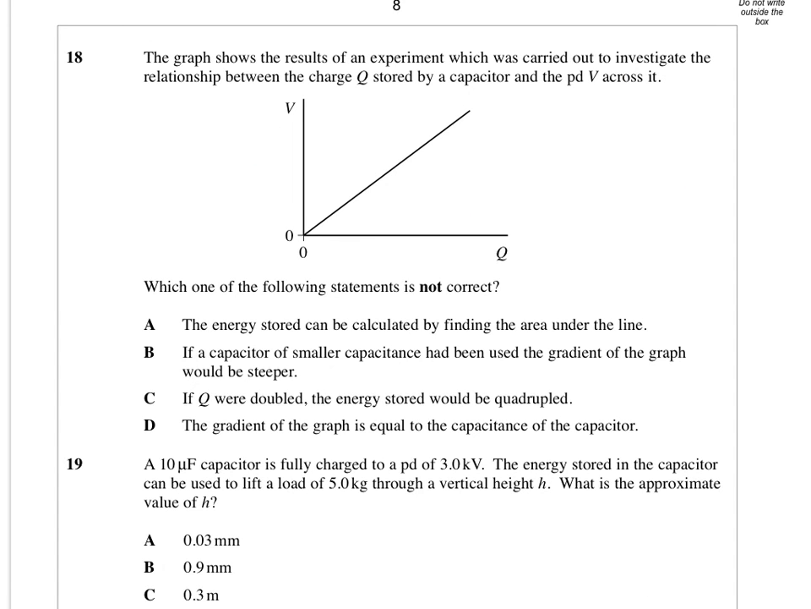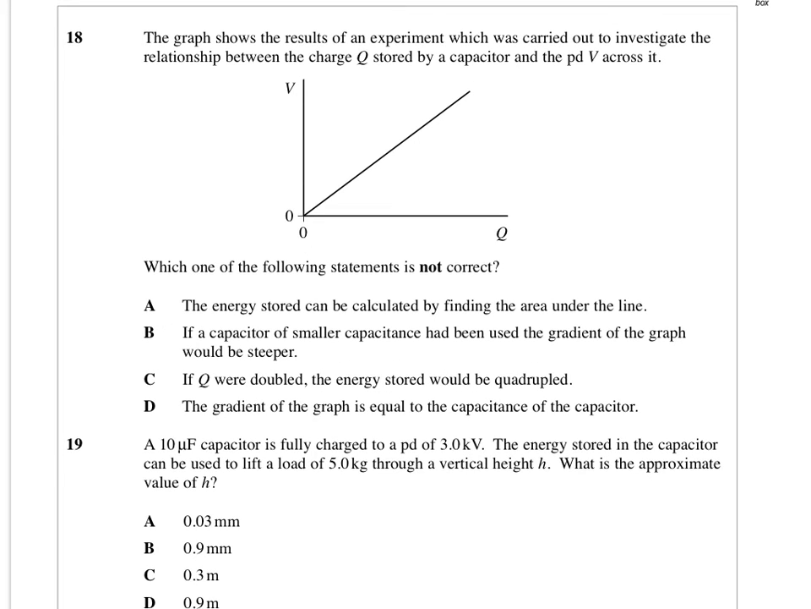Okay, so last few. We've got a graph that shows the results of an experiment. So you've investigated the relationship between Q and the PD across it. So again, like previously, we're showing they're directly proportional to each other because it's a straight line through the origin. Which one of them is not correct?